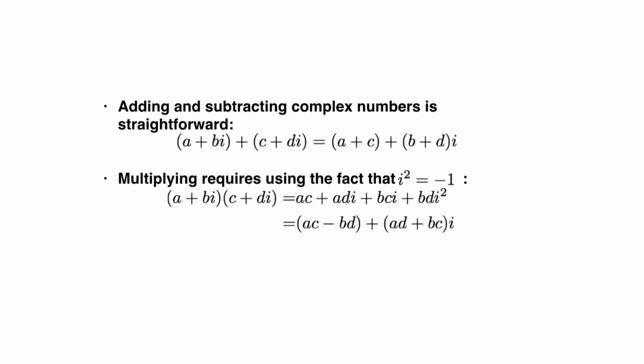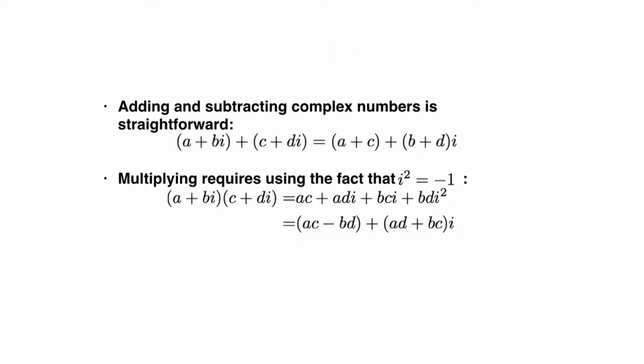We'll now talk about how to do arithmetic with complex numbers. By arithmetic, I mean simple things you learned in grade school: adding and subtracting numbers, multiplying numbers. Adding and subtracting complex numbers is actually pretty straightforward. All I have to do is add the real parts and add the complex parts separately.